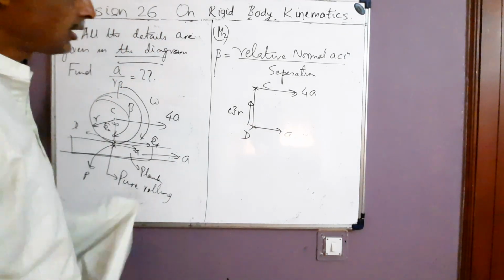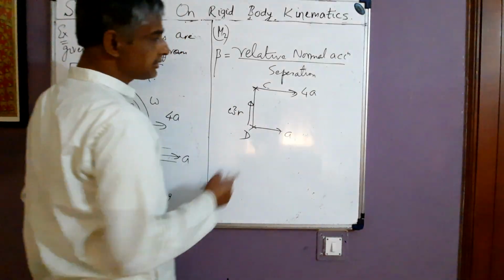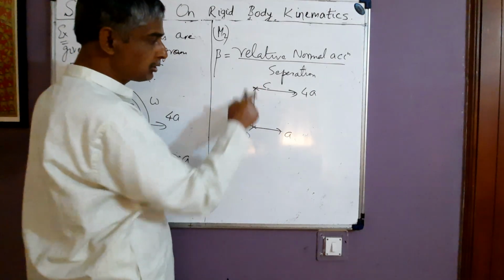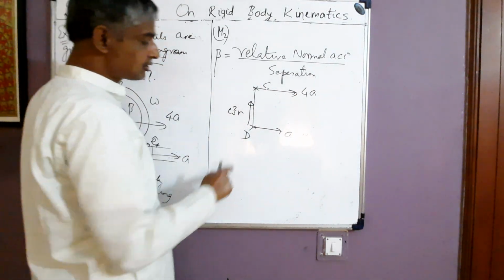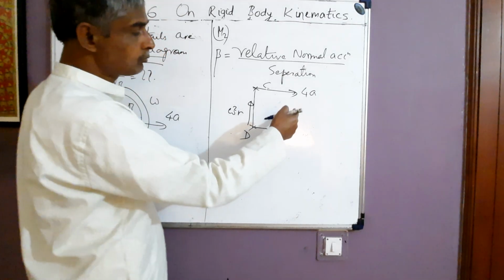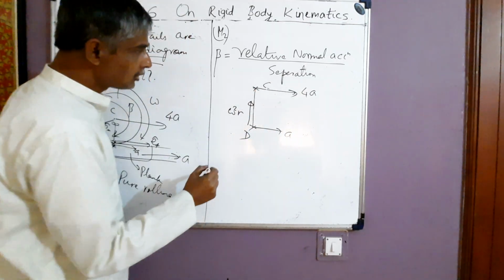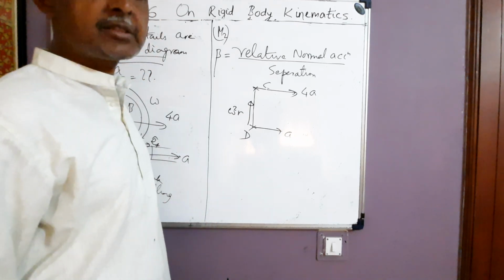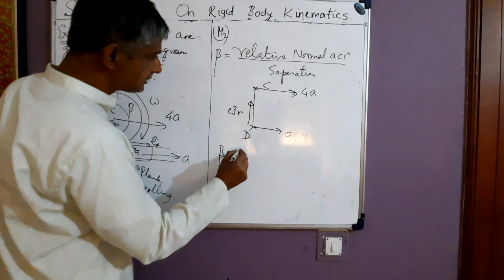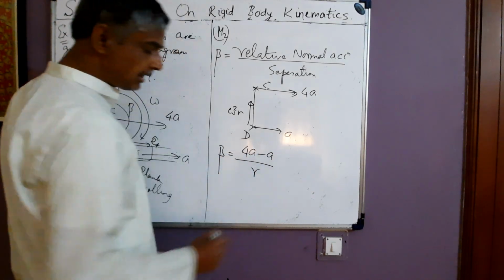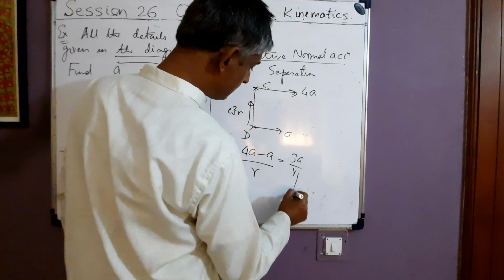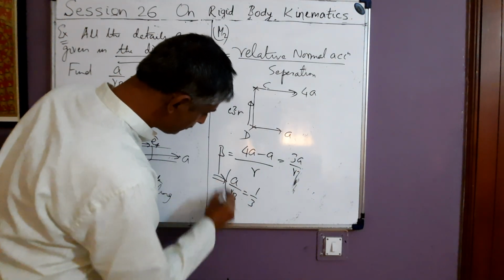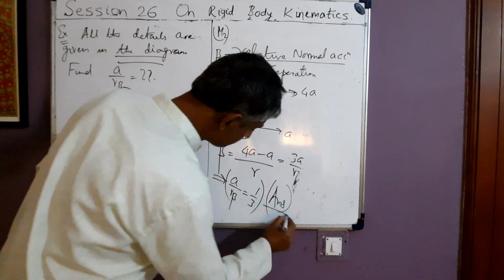Now what is the relative normal acceleration between C and D? The normal acceleration of C is the component of 4A normal to the rod, which is simply 4A. And the normal acceleration of D is A, also in rightward direction. So both the normal accelerations of C and D are in rightward direction. So the relative normal acceleration will be 4A minus A, 3A, by the theory of relative acceleration between two moving points. So beta will be written as 4A minus A by R, which is the same as 3A by R. So this means A by R beta is equal to 1 by 3. It is therefore the required answer.